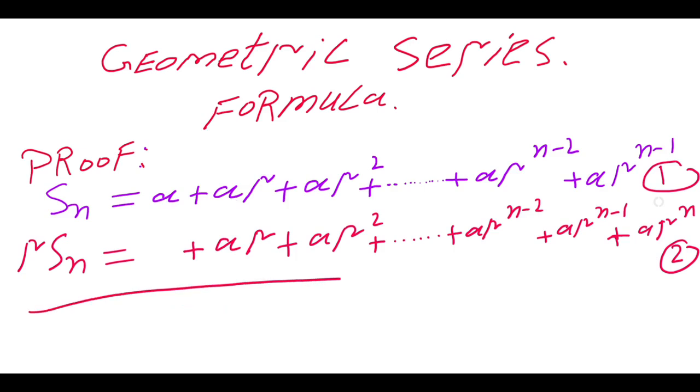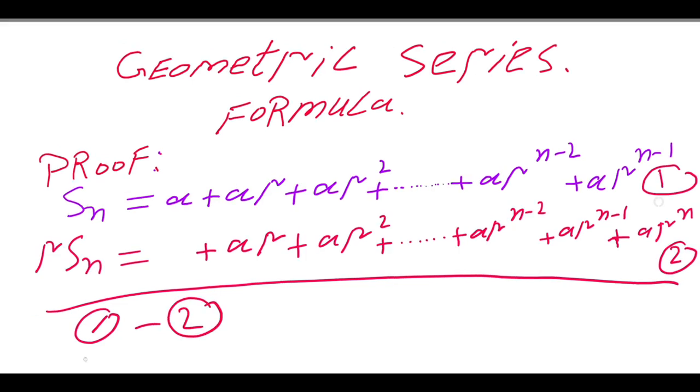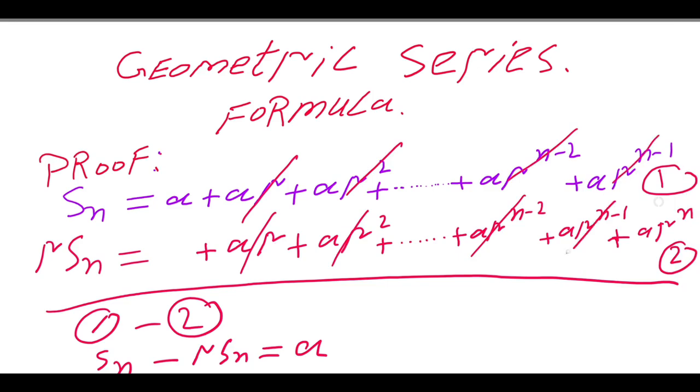So now I'm going to subtract 1 minus 2. So that's going to be Sn minus R Sn is equal to, only A is left here, and positive and negative cancel in all the terms. AR power n minus 2 and AR power n minus 2 cancel, and this is also cancelled, so we're only left with, because 1 minus 2, you are subtracting, this is a minus sign, so it's going to be a negative AR power n.